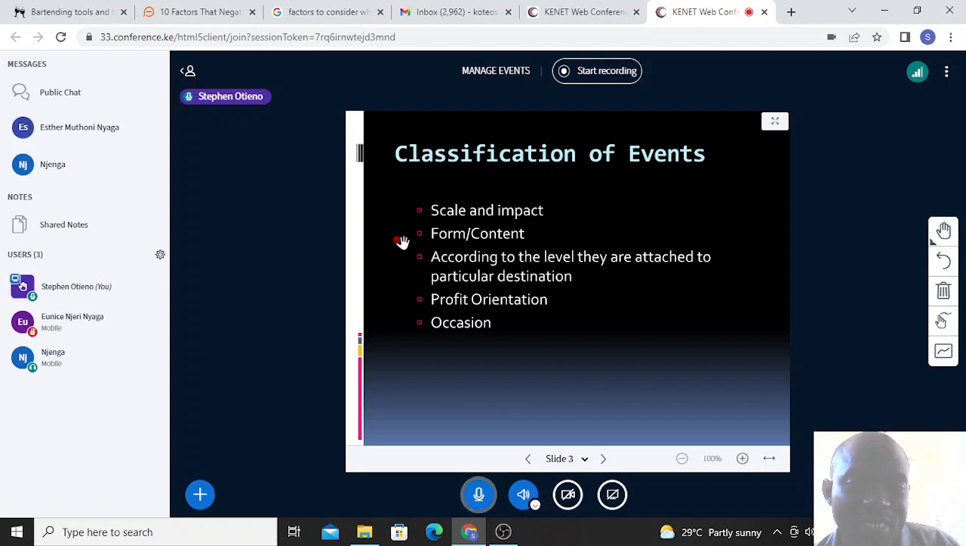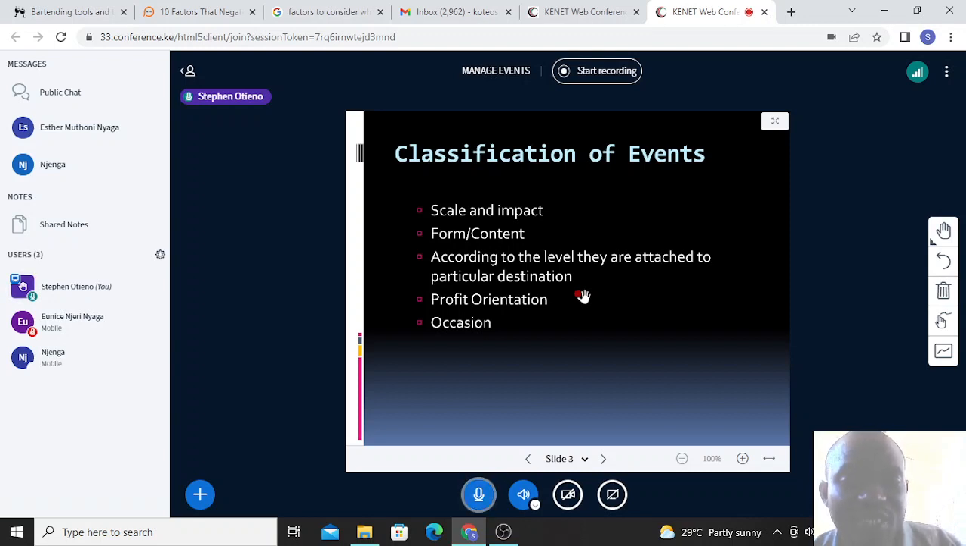The other category, as you can see, can Eunice read for us what you are seeing on my screen, what I'm pointing at? That type of base used to classify events. Yes, Eunice, just unmute yourself and then read for us what you're seeing on my screen. Kindly, we are not getting you. Oh, we've lost Eunice, but we can carry on.